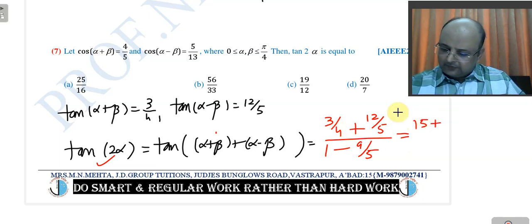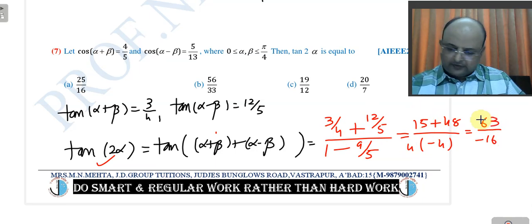This is 3 5s are 15, 12 4s are 48, and then this will be 4 into minus 4, so it will be minus 16, and this will be 63 minus.